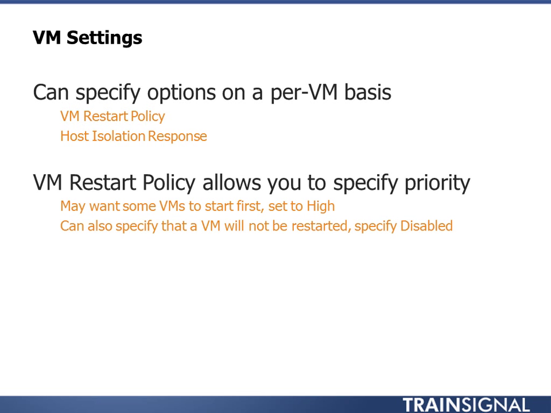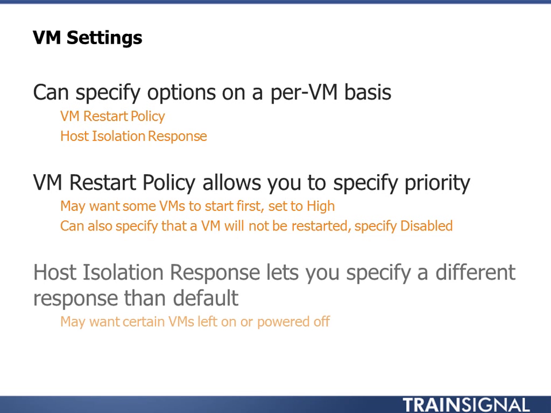VM restart policy, as I said, lets you set what you want to start first, set to high. You can also specify the VM will not be restarted. It's specified as disabled. So if you have something that's really important, or you want to make sure it comes up first, just set it to high. Host isolation response lets you specify a different response from the default. So again, you may want certain VMs left on or powered off.